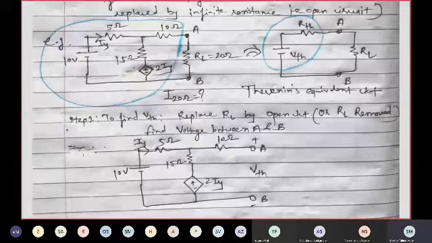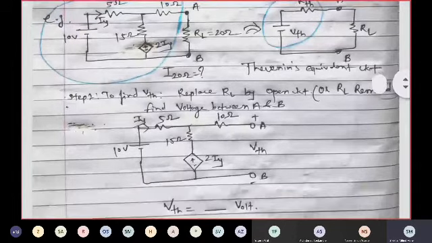First step is to find VTH. So replace RL with an open circuit, that is, remove RL and find the voltage between A and B. For this particular circuit, the voltage between A and B is VTH. So this will be the voltage between points A and B for this circuit in step 1.